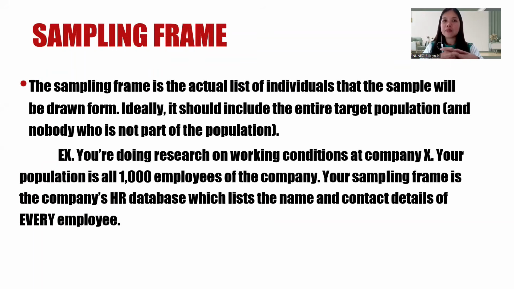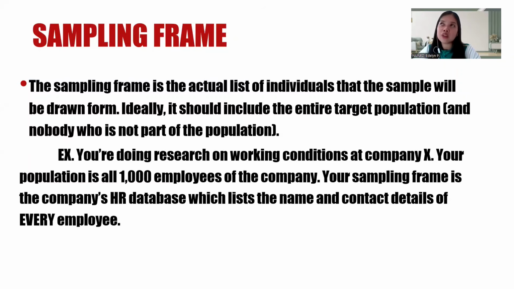So you also have the sampling frame. The sampling frame is important in taking your sample because these are the list of individuals who are possible to be one of the samples of your research. In other words, this is just the list of all possible individuals. The sampling frame is the actual list of individuals that the sample will be drawn from. Ideally, it should include the entire target population and nobody who is not part of the population. So here in this case, your sampling frame is the list of all students.